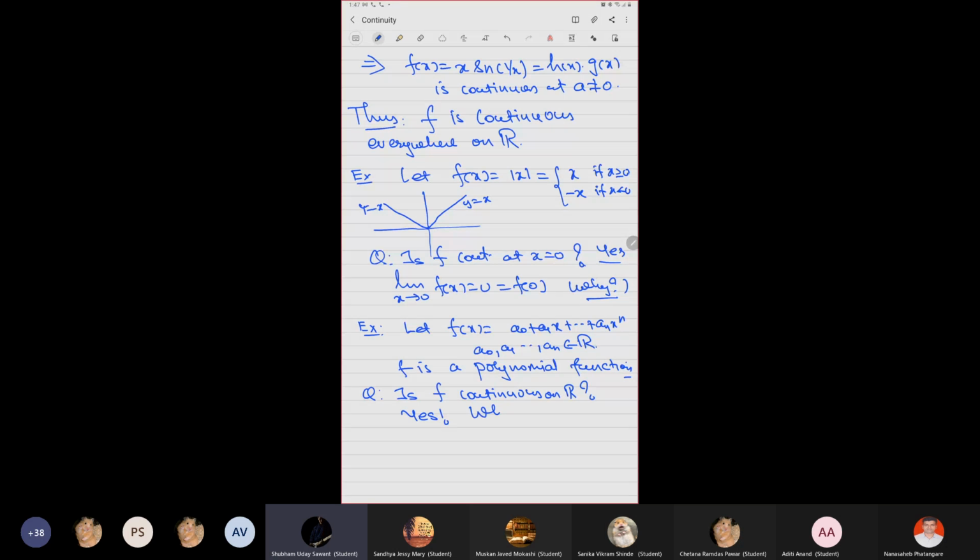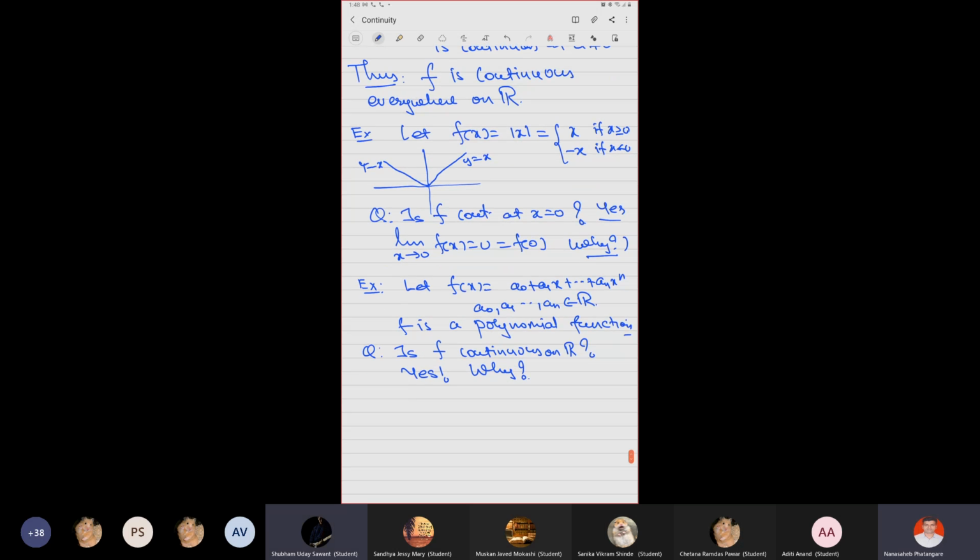We can first say that x is continuous on R. Therefore, x raised to any power is continuous. And multiplied by any constant, it is continuous, and the sum is continuous. So a constant function is continuous, a naught is continuous, a naught x is continuous, a1 x square is continuous, and so on. An x raised to n is continuous, right? Any power of x, and we know that the sum of continuous functions is continuous, so this is continuous. Therefore, every polynomial function is continuous.